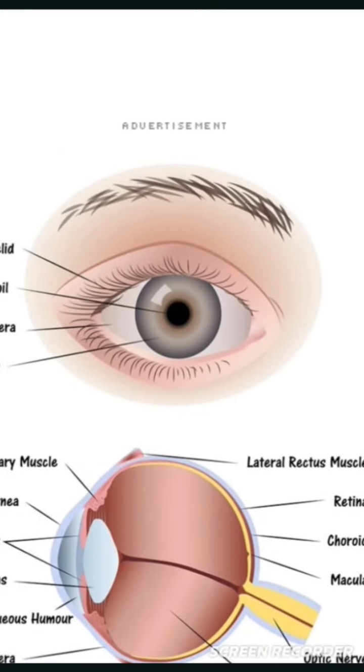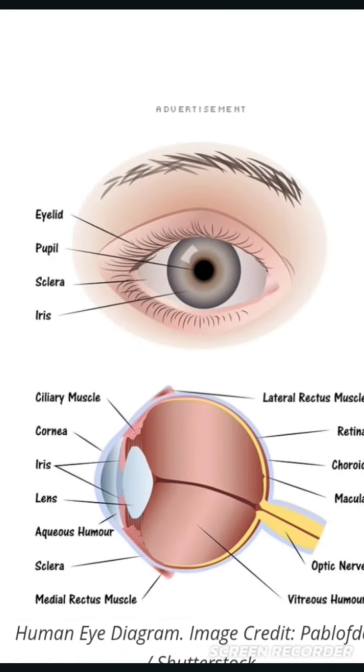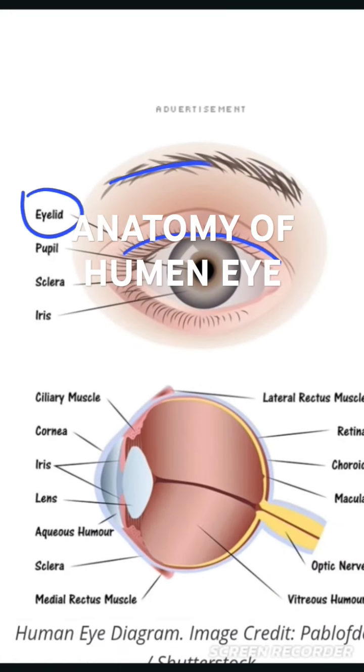Let's have a brief anatomy of the human eye. This is the frontal view. These hairs are called eyelashes. These are eyebrows. These are eyelids, and then we have this white region. This is called sclera, and after that, this region is called the iris, and then inside the iris we have the pupil.